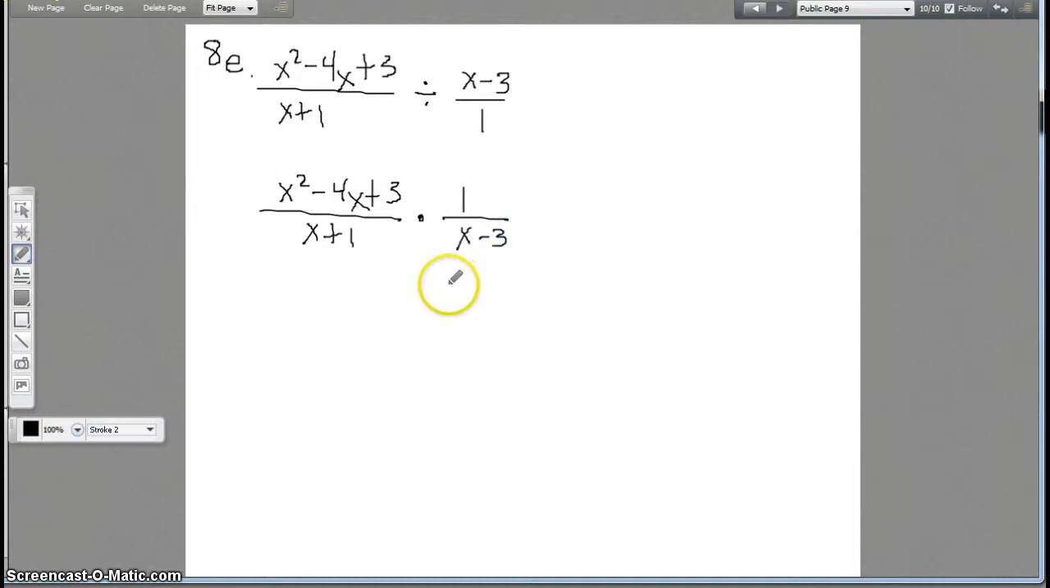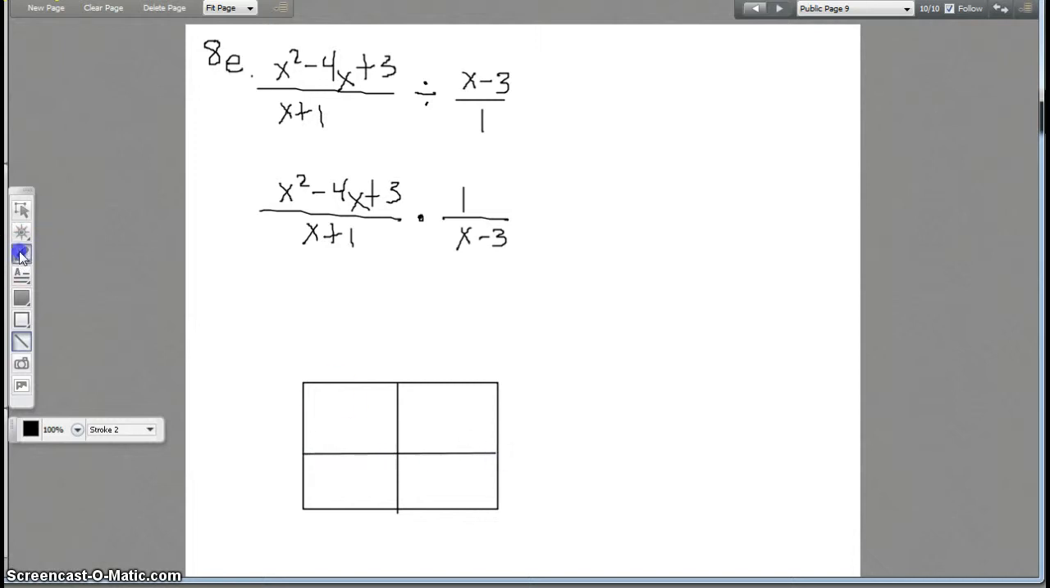Now, just looking at it, there doesn't seem to be a whole lot to do here, but our numerator can be factored. So if we factor our numerator, we can do this with our grid method if you like. So let's draw our box and put in our grid lines. We know that we need an x squared in this first box. Let me get back in pen mode. We need an x squared in this first box, and we need a 3 in this second box. And we need these two to add up to negative 4x.